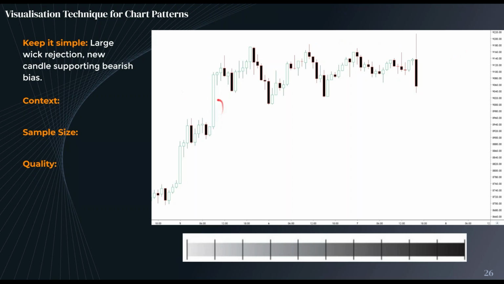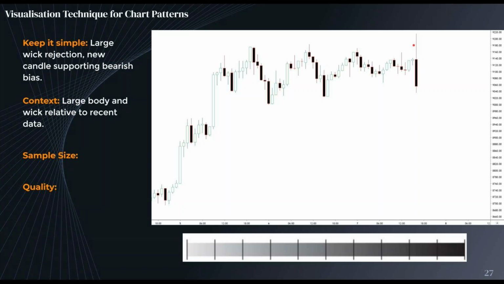However, if we go back to, say, over here, we can see a much bigger candle relative to this. So this candle is less significant relative to this data, but more significant relative to this. So both of these need to be taken into account. For me, this is bearish. Recent data matters more than past data, and this rejection is quite large. So context: large body and wick relative to recent data. Simple as that.